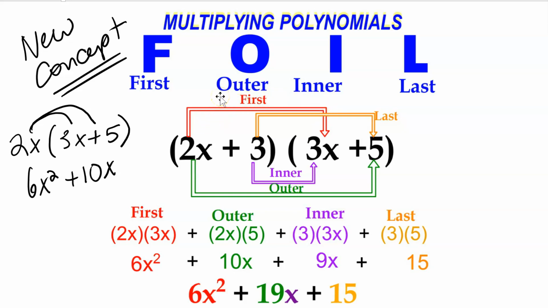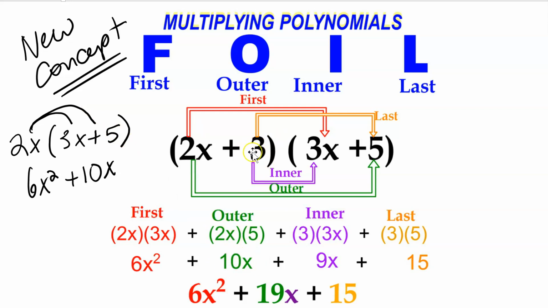But the way that we do it, we call this FOIL. We take the first term, first goes to first. So we get 2x times 3x, and then we get 6x squared right here. Then we take the 2x and multiply it by the 5, which is the outer. We don't go underneath, I just show you. I like the colors so you can see where they are. So outer, we take the 2x and distribute it to the 5, just like we did over here, 2x to 3x, 2x to 5, and we get 10x when we distribute that.